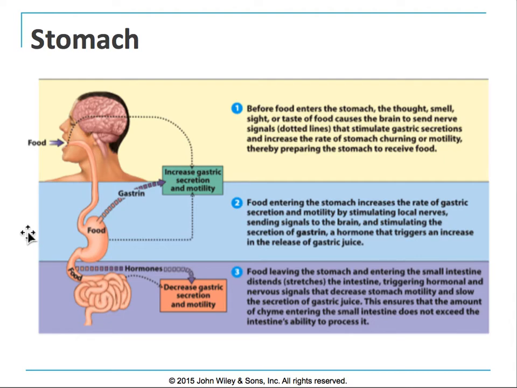Food leaving the stomach and entering the small intestine distends or stretches the intestine. This stretching triggers hormonal and nervous signals. So this arrow here represents hormones, and this dotted line again is the nervous system signal that decrease stomach motility and slow the secretion of gastric juice. This ensures that the amount of chyme entering the small intestine does not exceed the intestine's ability to process it.